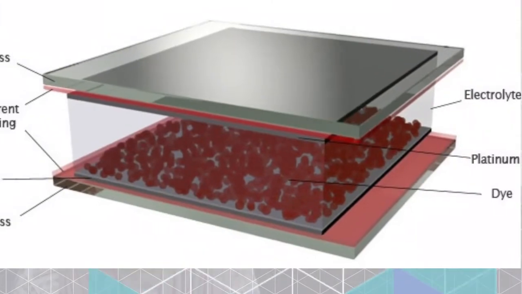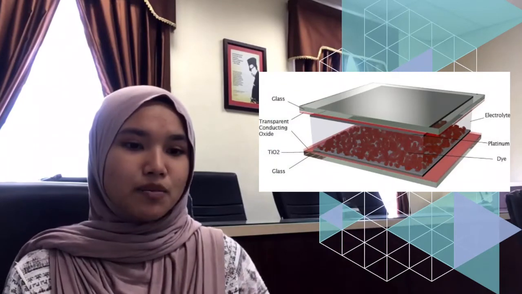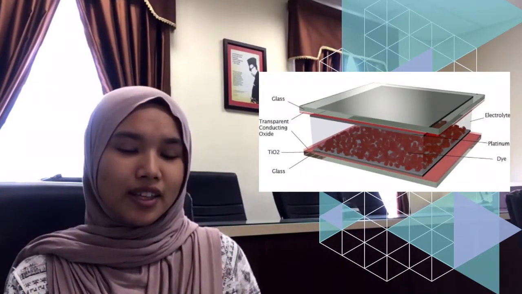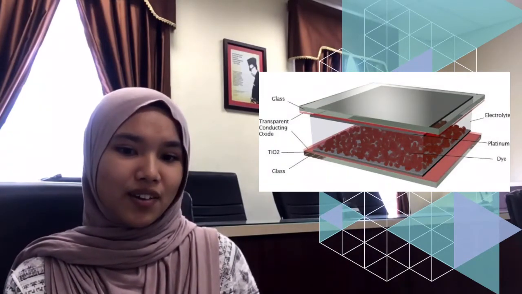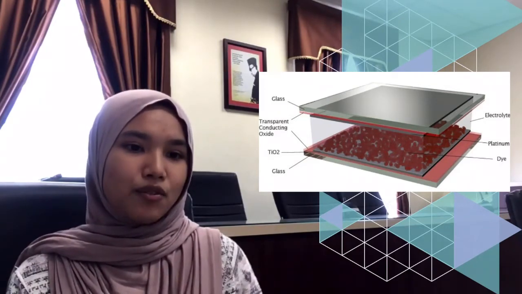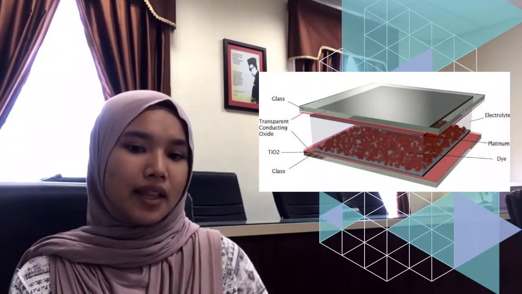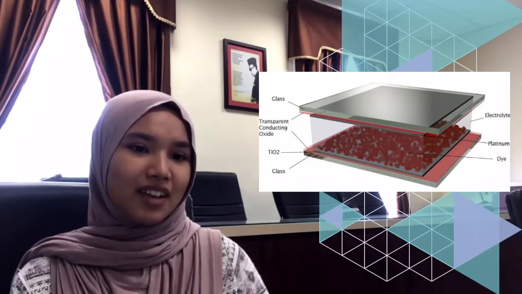So, what does the structure of the DSSC look like? This is the structure of the DSSC. It is made up of glass coated with ITO, followed by the photoanode, which consists of TiO2, and then the dye, followed by the electrolyte, and then the counter electrode, which is platinum, and last but not least, the ITO glass.